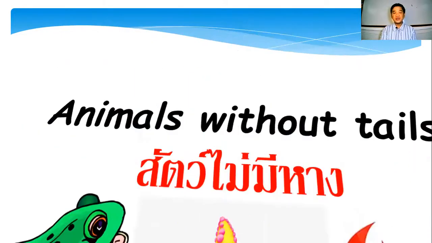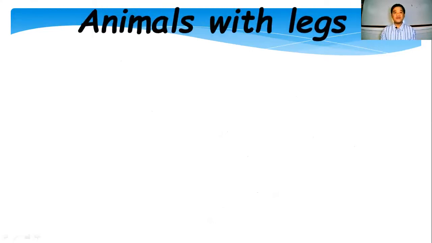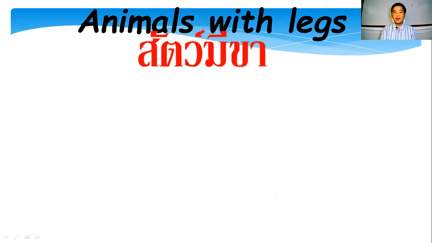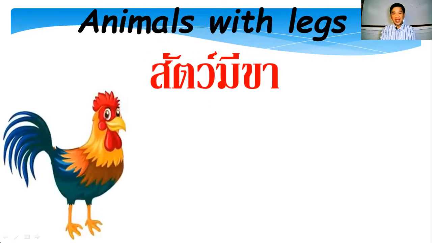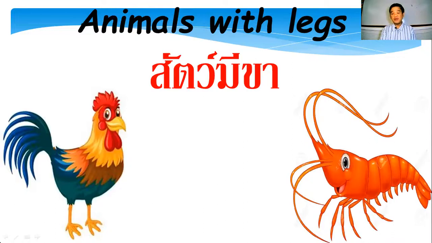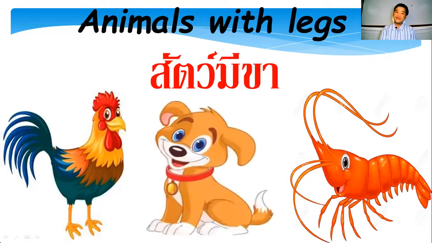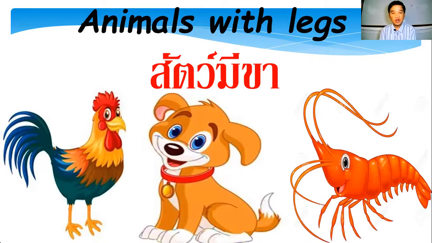Okay, let us proceed to animals with legs. We have a lot of animals with legs because we all know that legs are one of the essential body parts of the animals because the purpose of the legs is that they will be able to move their body. Okay, what are those examples of animals with legs? Such as the rooster. Because of the legs, the rooster is able to run or walk. And even the shrimps, they also have legs, or even the dogs, they can run or walk.